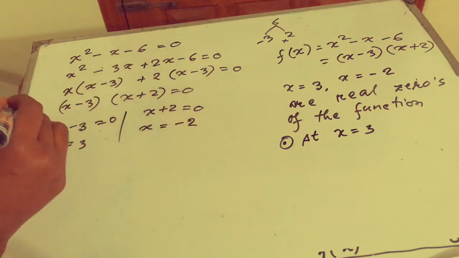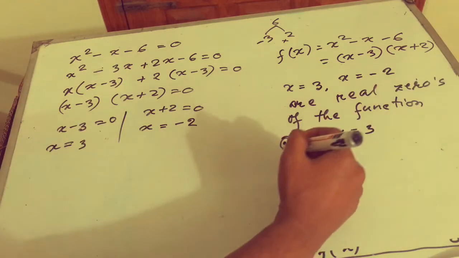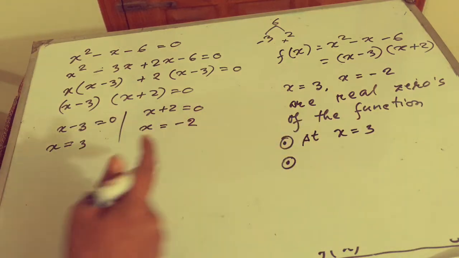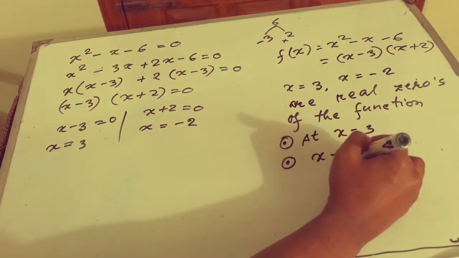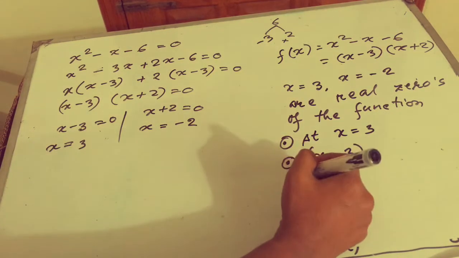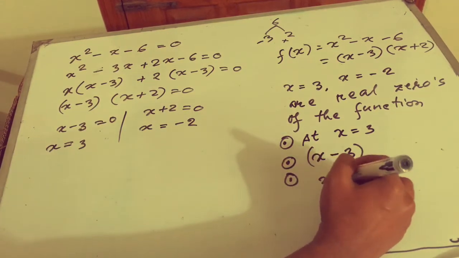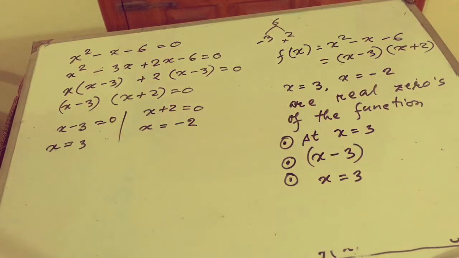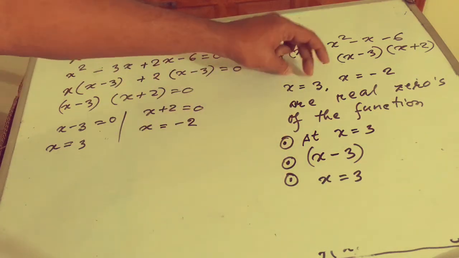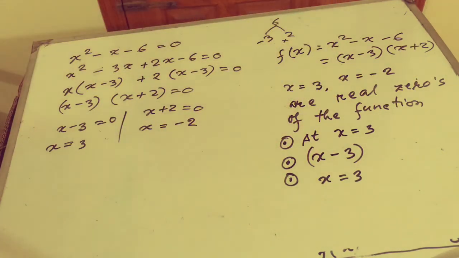The value of the function is 0. If x equals 3 is the real 0, then you can say x minus 3 is a factor of the function. And then also you can say at x equals 3 we have the x-intercept of the function. So three additional decisions we can make from this real 0 if it is given.